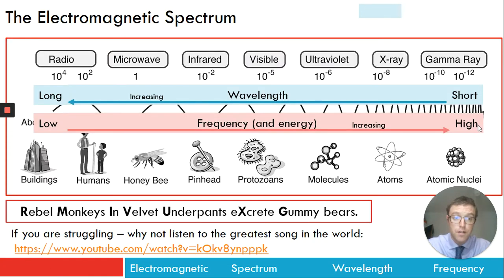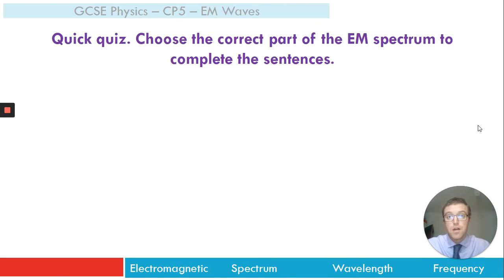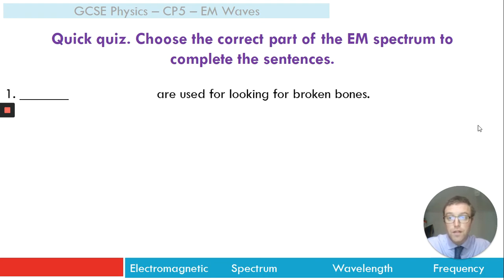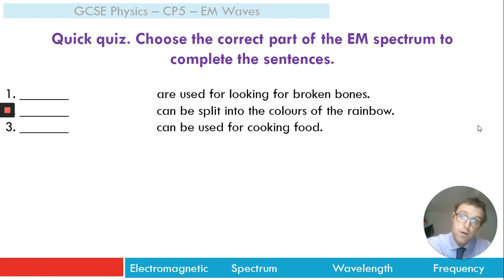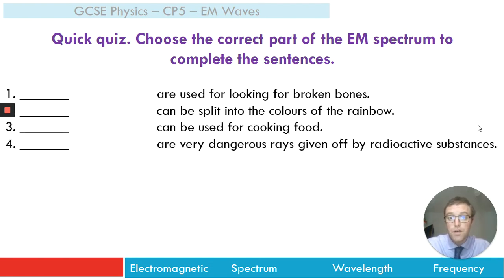Okay, now it's time for you guys to try some questions. I'd like you to try to choose which part of the electromagnetic spectrum is used for these different things. So which part do we use for looking at broken bones? Which part can be split into different colours of the rainbow? Which part can be used for cooking food? Which part are very dangerous rays given off by radioactive substances? Those are the highest energy ones. That's why they're dangerous. As a clue.